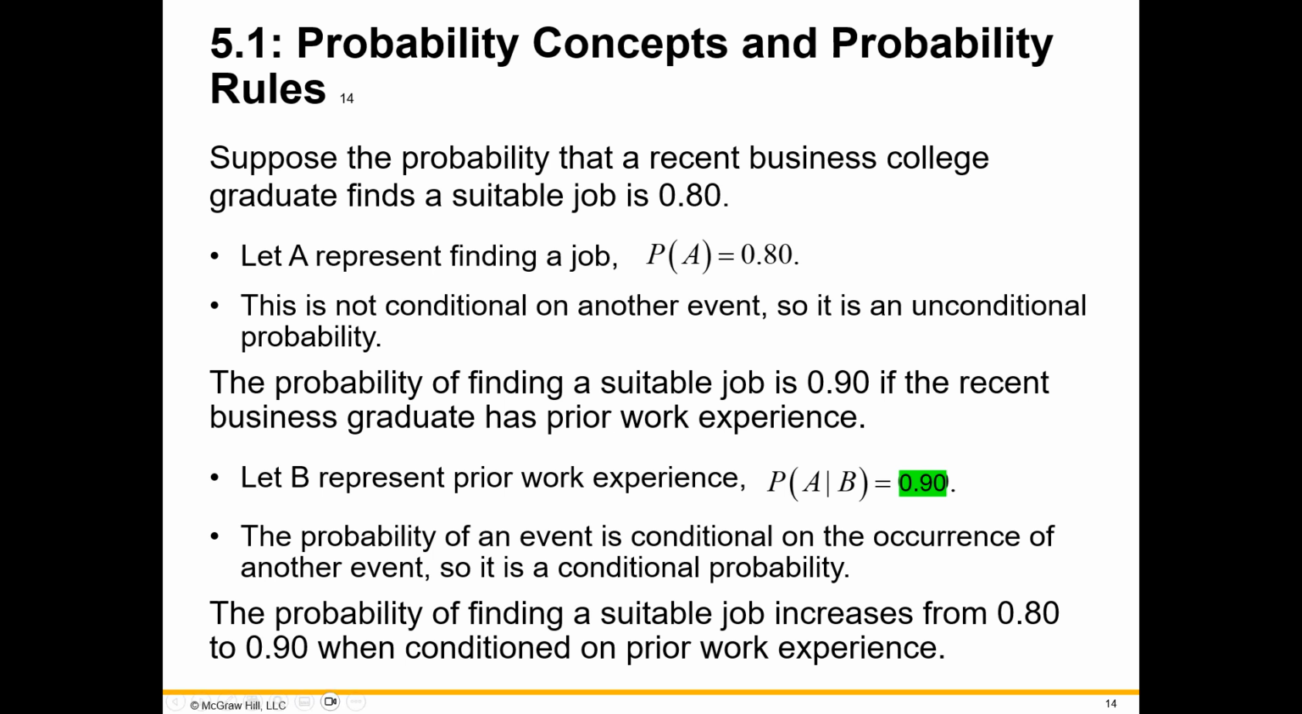This is what we call a conditional probability, which is what this little type line means right here. This means that A happening given that B had already happened. So in this case, B is our prior work experience. What's the probability of A finding a job if the student had already had work experience in the field? Well, now it's conditional on the occurrence of the other event happening. And looking at these two together right here, we can find the probability of getting a suitable job goes up by 10% if a student has prior work experience.